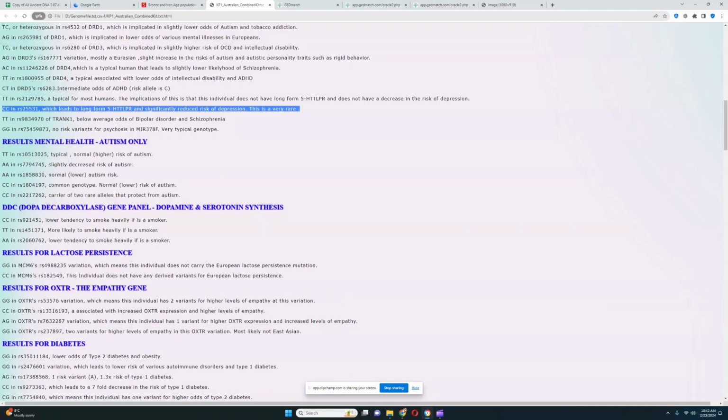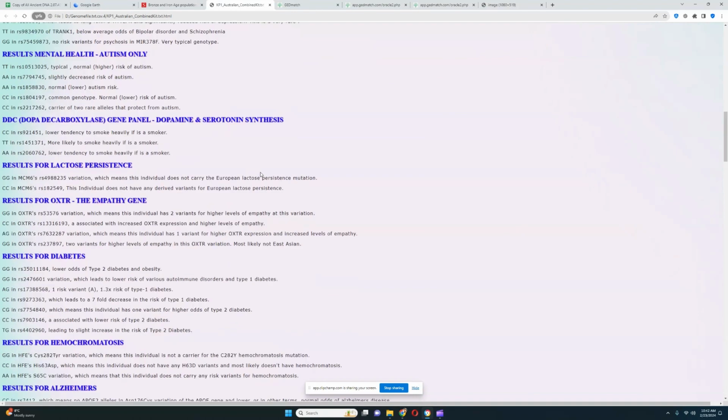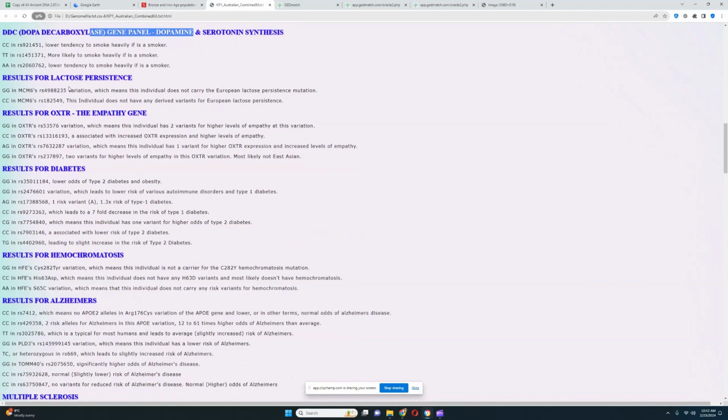All right, where was I? For mental health results, autism, we're gonna skip that. No, he has this genotype, which means he's a carrier of two rare alleles that protect from autism. That's very interesting. That's a rare genotype. DDC, we're gonna skip. Lactose persistence, it looks like he does not have any European variants for lactose persistence.